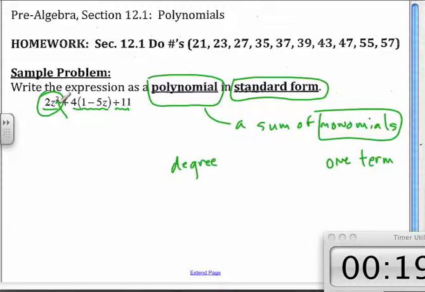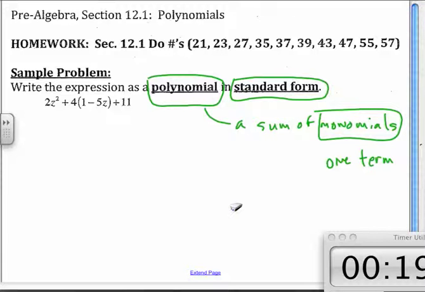Okay? So we need to simplify the terms in this polynomial and then write it in standard form. So let's see if I can do that. So you need to watch me here. Let's see what happens. Okay? I'm going to take this first term. What I have to do, I'm going to take this polynomial.